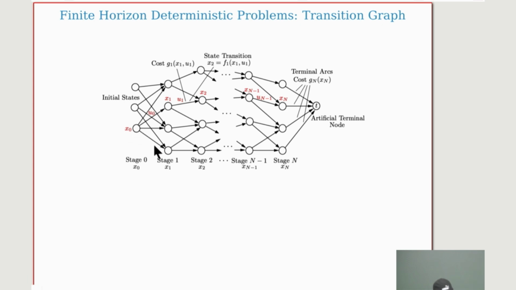Here, x naught, if I take control u naught, then I will go to this node here. Once I am at this node, again I have two controls possible, and if I take this control, then I am at x2 and so on. The way I get to x2 is given by f1, x1, and u1, obviously. As you can see from the graph, it can be a really very big graph.